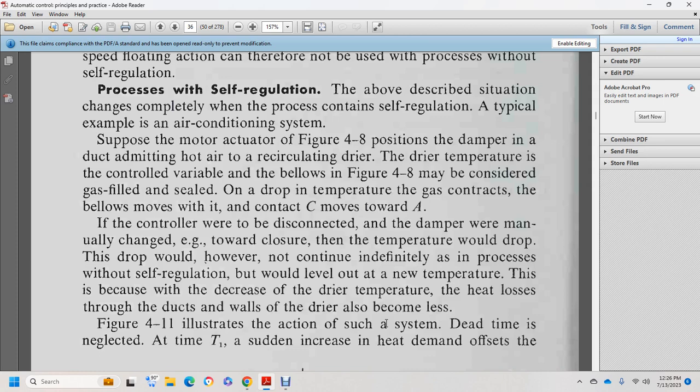With the controller disconnected, the temperature would change manually toward closure, and the temperature would drop, but not continue indefinitely as in a process without self-regulation. Instead it levels off at a new temperature, because the heat loss of the dryer through the roof of the ducts and the wall of the dryer becomes less.